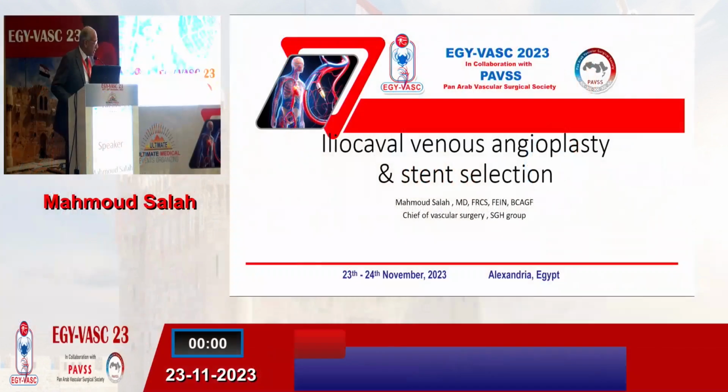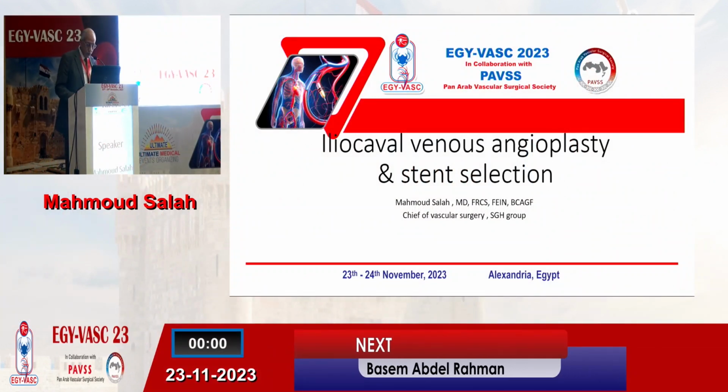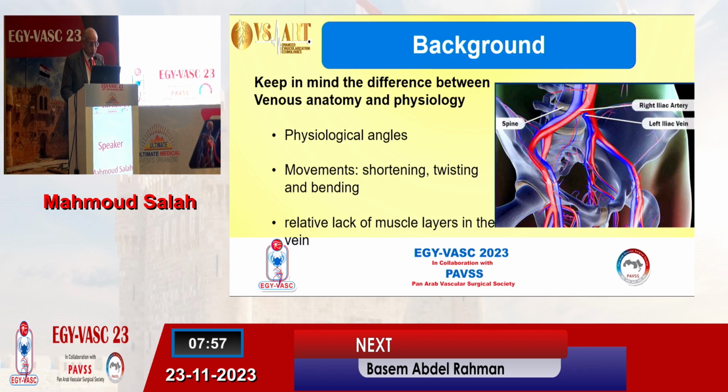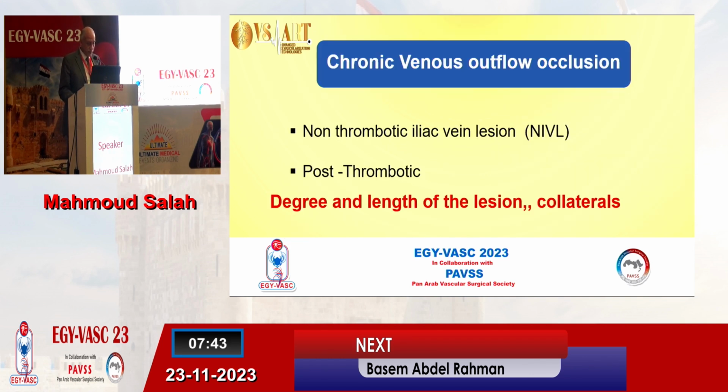Thank you very much. I'm going to talk about iliocaval venous angioplasty cases and stent selection. I have no disclosure. Of course, we should keep in mind the difference between the artery and the vein about physiological angles. The movement of the veins is different from the arteries.